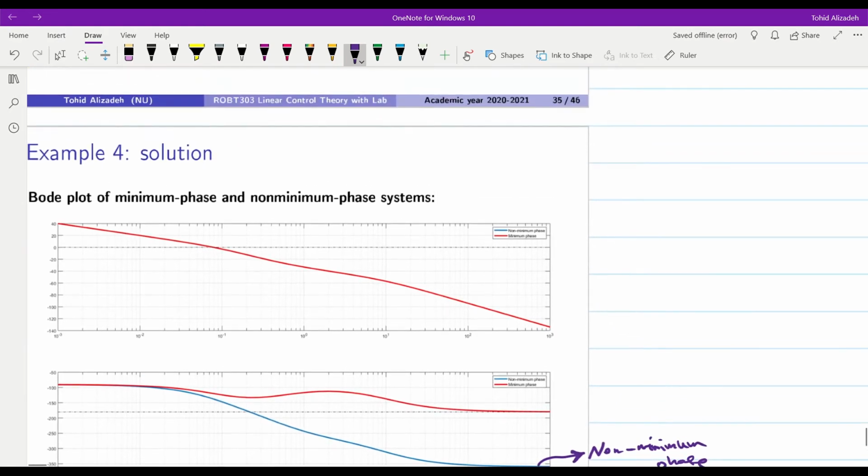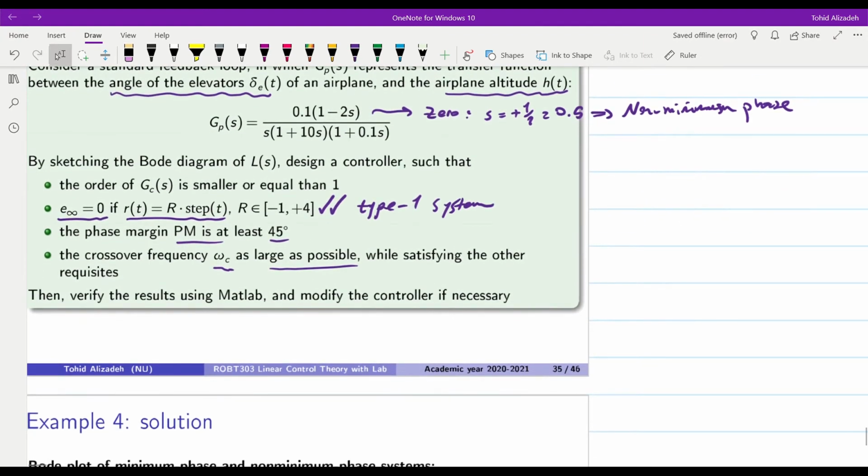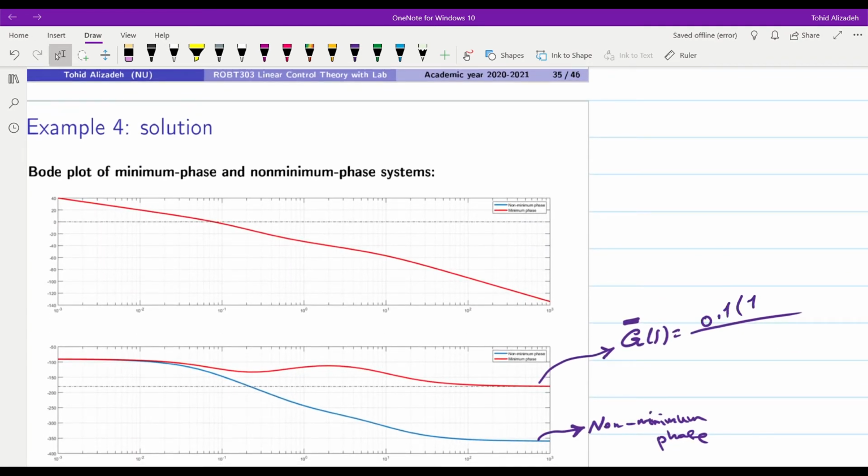And also the Bode diagram for a minimum phase system with the poles and zeros at the same location, but the 0 is on the left half plane now. So indeed, the transfer function that we have for G bar, I will call it, will have the 0 on the left half plane. It will be equal to 0.1 times (1 plus 2s), and at the denominator we have the same terms.